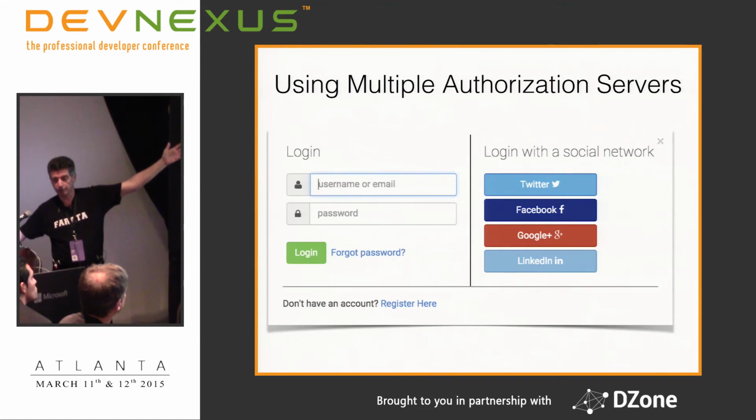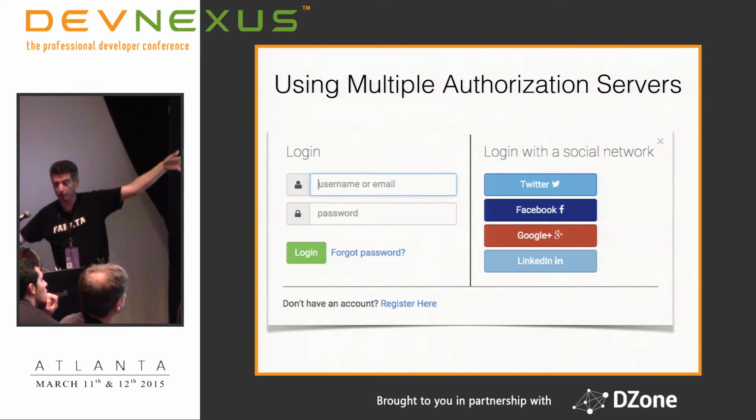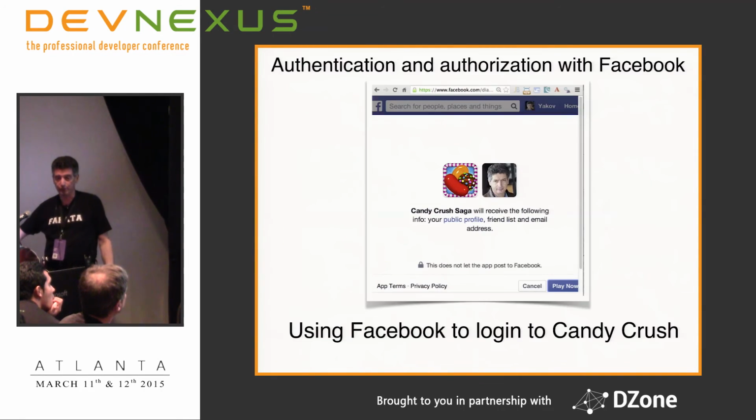So, a typical situation. Maybe not typical, but you've seen this screen many times, right? The application is a client application. All these buttons, now we can say they are four different OAuth servers, authorization servers, and you can use one of them. Now, how do these servers work?